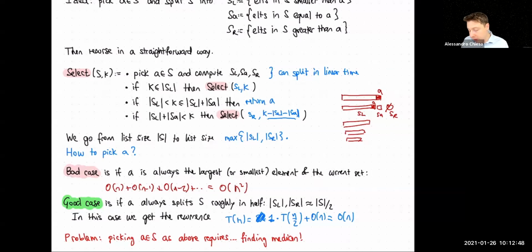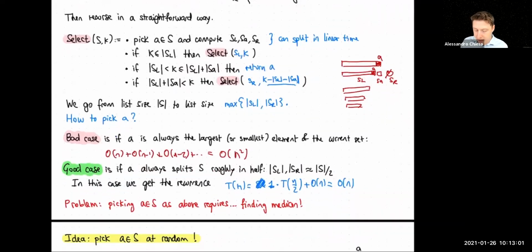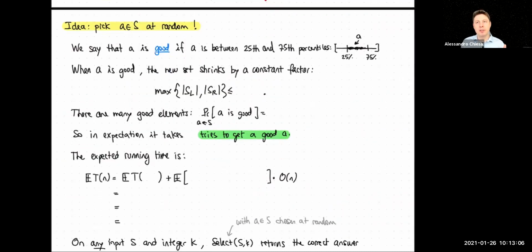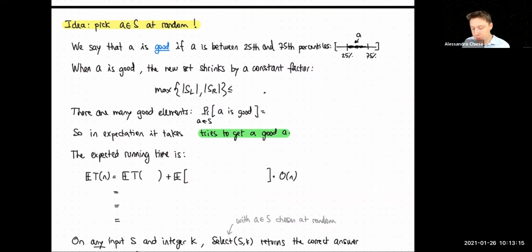Great, or at least not great, because we don't have an algorithm yet. But what we're going to see now is a pretty simple way to fix this, which is we're just going to cheat, and we're going to start using randomness. Rather than getting an algorithm that doesn't use randomness, it will always be correct, but the running time will be a random variable. So we're going to pick A at random.